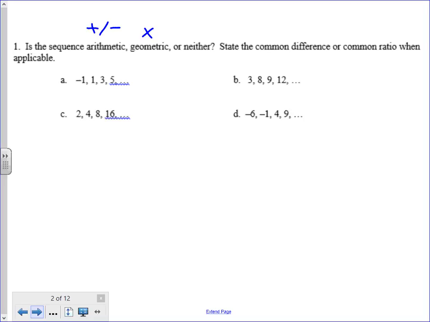So it turns out that this first sequence is arithmetic. Now, if I want to find the common difference, which is the number that I'm adding or subtracting each time for an arithmetic sequence, I need to take the second number minus the first number. Well, 1 minus negative 1 is 2. Now let's check that. Negative 1 plus 2 gives me 1. 1 plus 2 gives me 3. 3 plus 2 gives me 5. That way I know that my sequence is arithmetic with a common difference of 2.